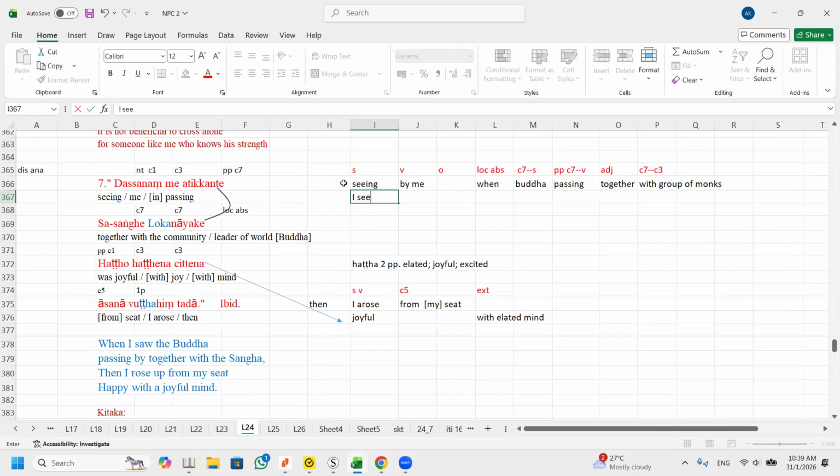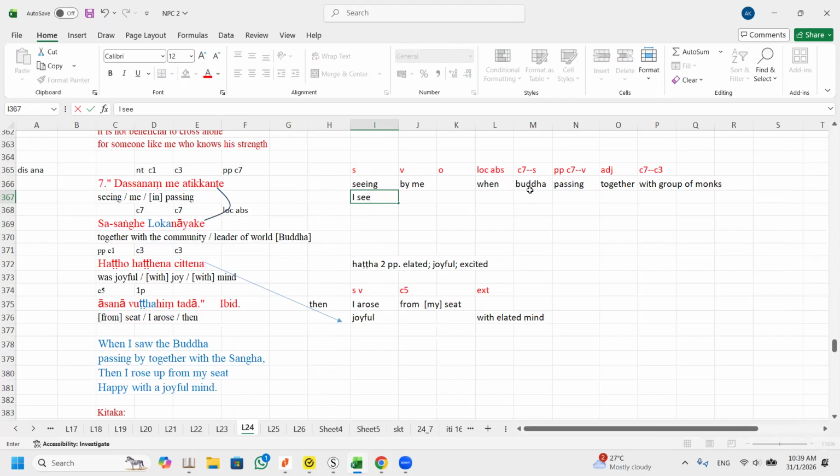Now, this one is a locative absolute. So in the locative absolute, this one should be the subject. This one should be the verb. That means the subject is Nayaka. Nayaka means the leader of the world. So the leader of the world, in short, I don't want to type so long, I put it.